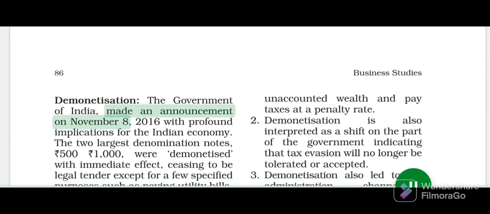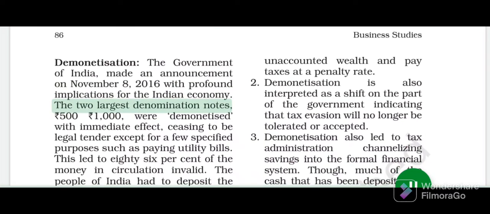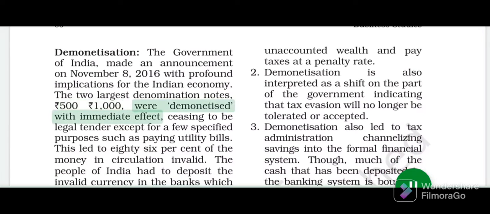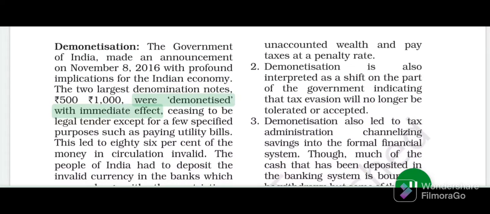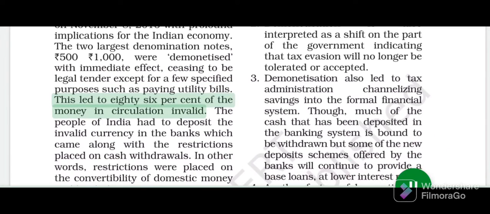Demonetization. The Government of India made an announcement on November 8, 2016 with profound implications for the Indian economy. The two largest denomination notes, ₹500 and ₹1000, were demonetized with immediate effect, ceasing to be legal tender except for a few specified purposes such as paying utility bills. This led to 86% of the money in circulation becoming invalid.